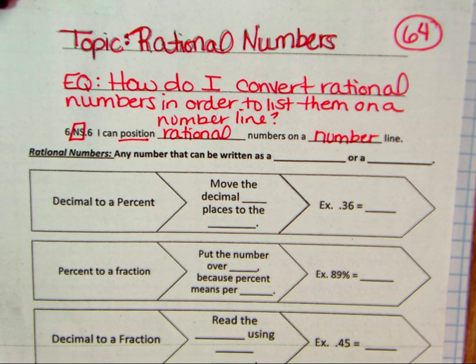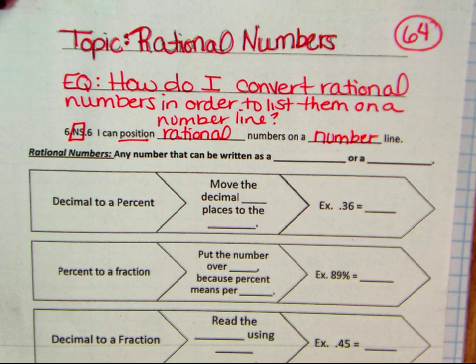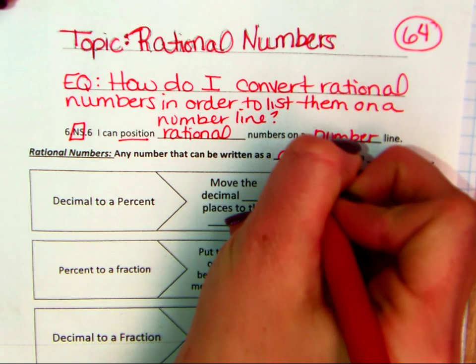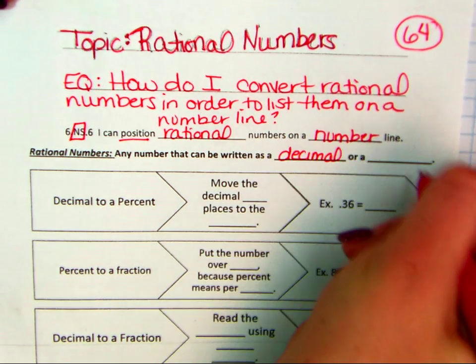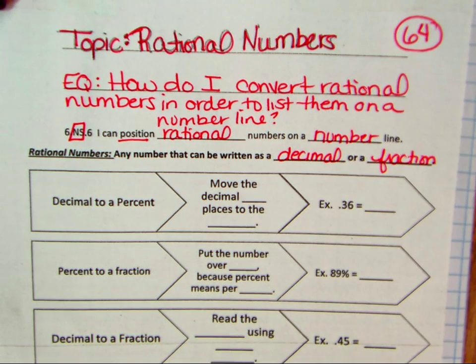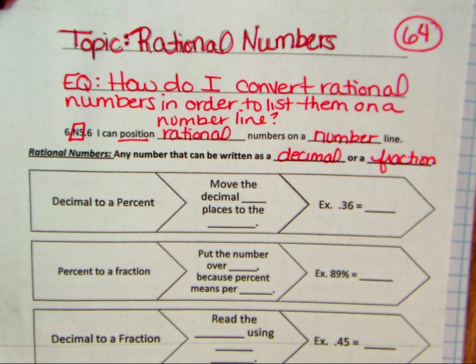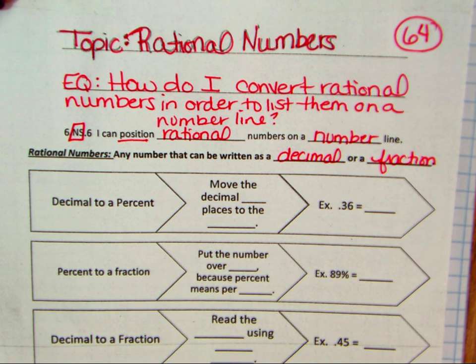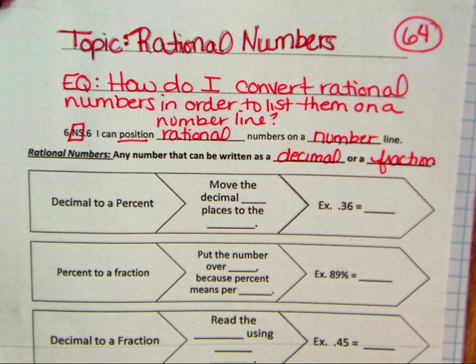Remember that a rational number is any number that can be written as a decimal or a fraction. So really, we're not looking at 0, but we are looking at 1, 2, 3, 1.5, 2/3. Anything that you can write either as a decimal or a fraction counts.